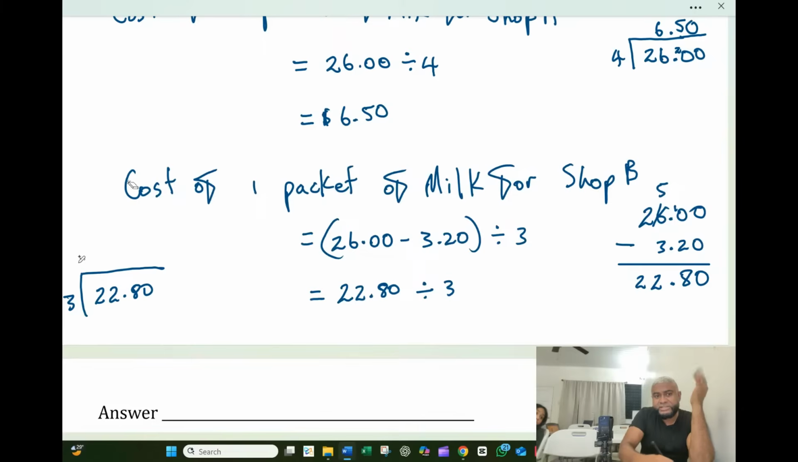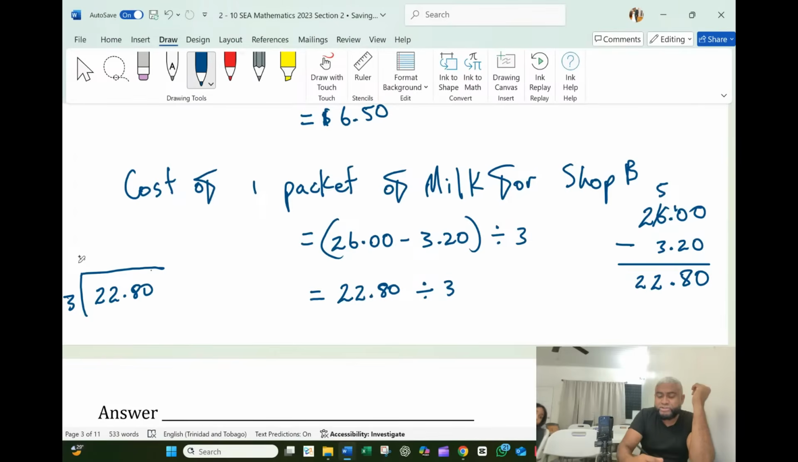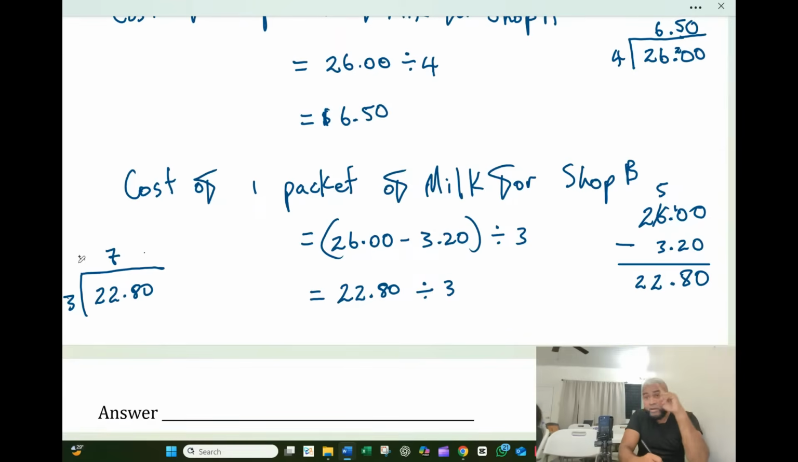Now 3 cannot go into 2, obviously. So 3 into 22 is 7, with a remainder of 1. That one we're going to simply put by the 8. 3 into 18 is 6. 3 into 0 is 0. So this here would be $7.60. Everybody good there?